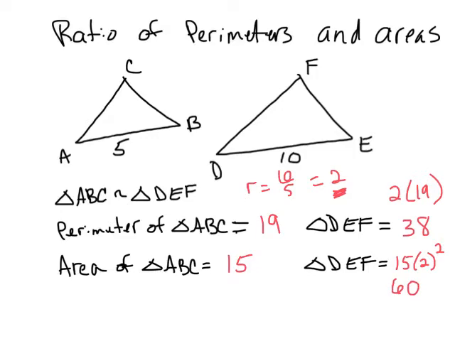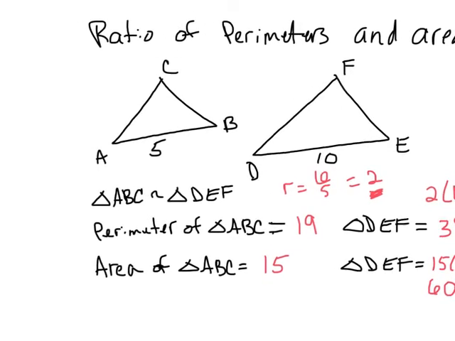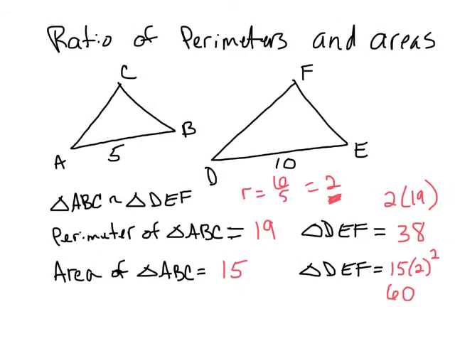So between perimeters, if you have similar triangles, then to get from one perimeter to the other is just multiplying by the scale factor. That's a linear relationship. For areas, you have to square the scale factor to get to the new area. And then eventually with volumes, there's another relationship where you are cubing the scale factor, but we will cover that in a few days.